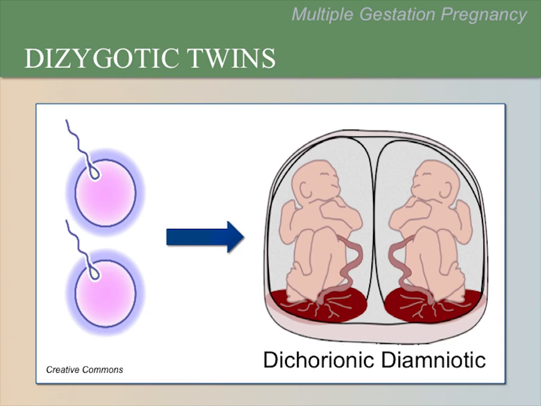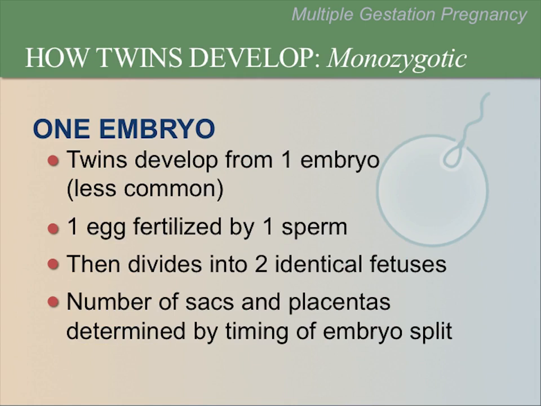the first trimester. In less common situations, one egg is fertilized by a single sperm, then splits into 2 embryos, which makes 2 identical fetuses. The number of gestational sacs and placentas is determined by the timing of embryo split after fertilization. 3 out of every 10 twin pregnancies form in this way.